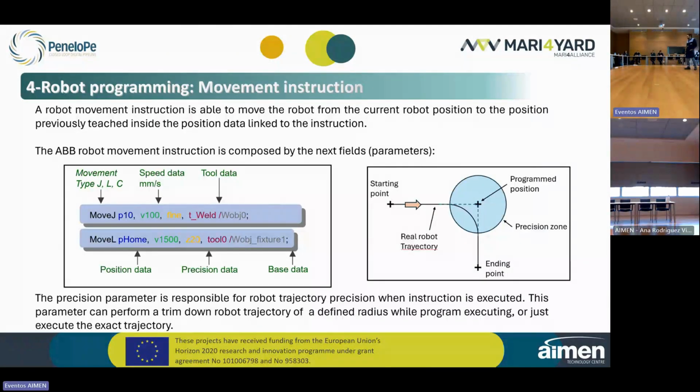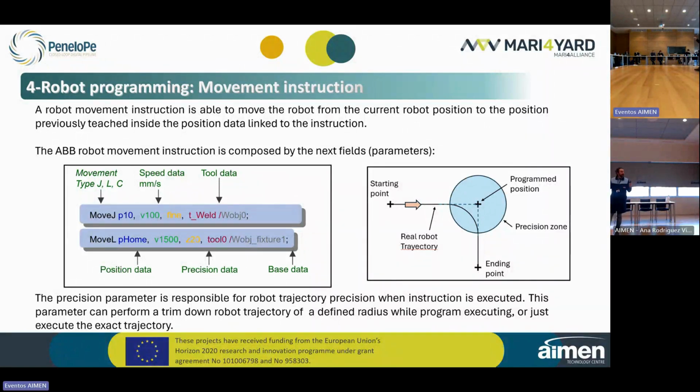Next. Okay, now in this slide, I want to show you the first and most important two movement instructions of a robot. These are focused on the ABB robot brand. It could be Kuka, Fanuc or Motoman, but I decided to use this because it's the robot that we have downstairs. So what we can see here is that with this kind of instruction, the robot is able to move from the current robot position to the position previously taught inside of this instruction.